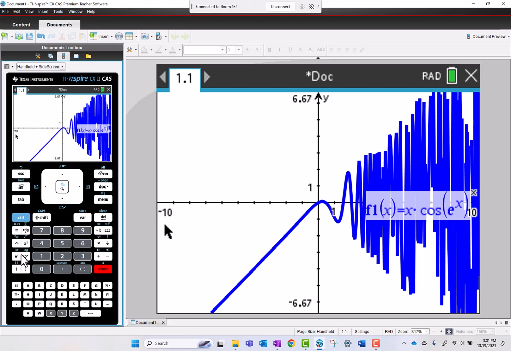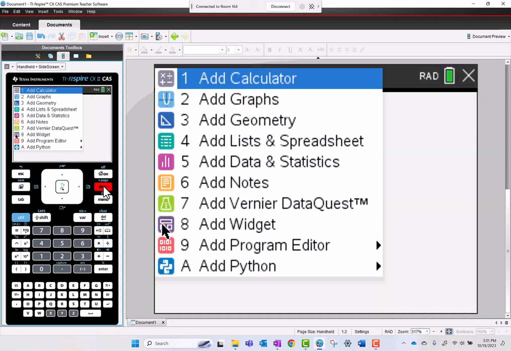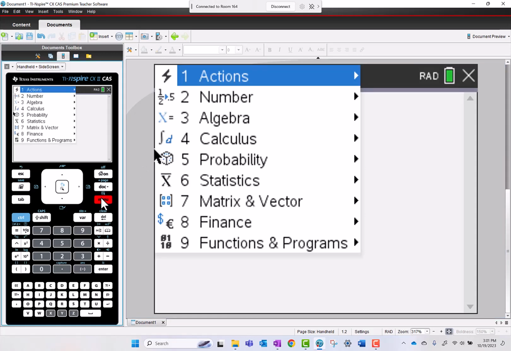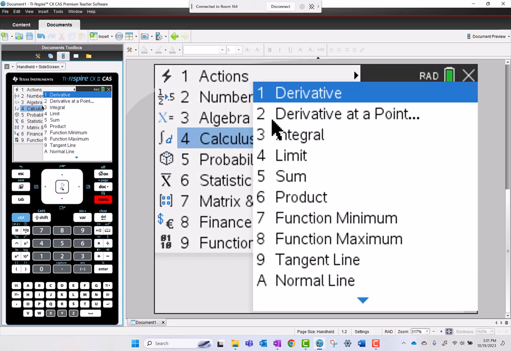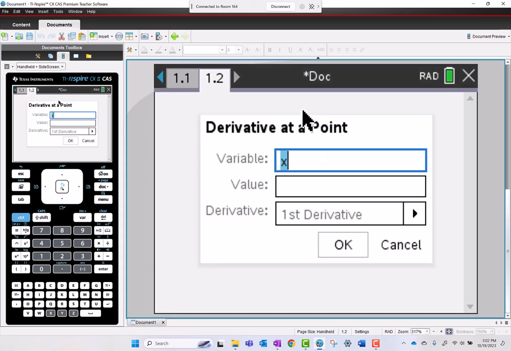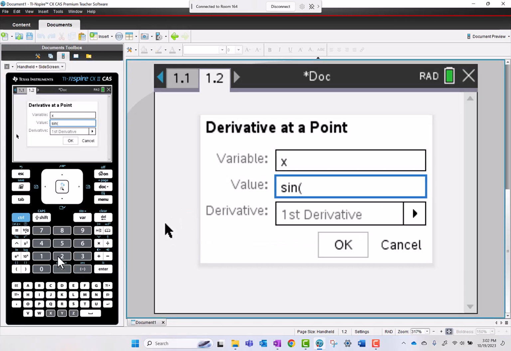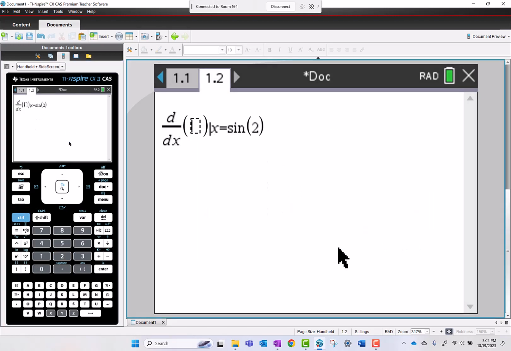What I want to do is another page. So control doc, and I'm going to add a calculator page. I'm going to find the second derivative, so I'm going to do the derivative of the derivative. What I put in there was the derivative. The way that I get to that page is menu, calculus, derivative at a point. My variable is x. The value is sine of 2. So we're going to do sine of 2. We're going to keep tabbing, so that's okay.